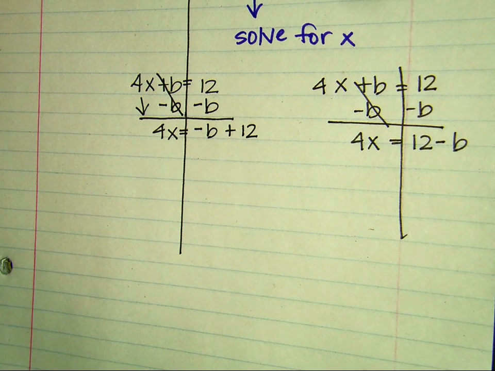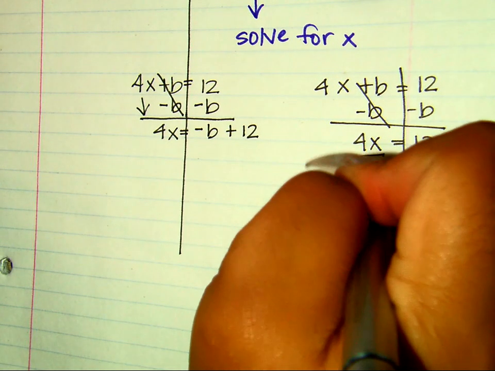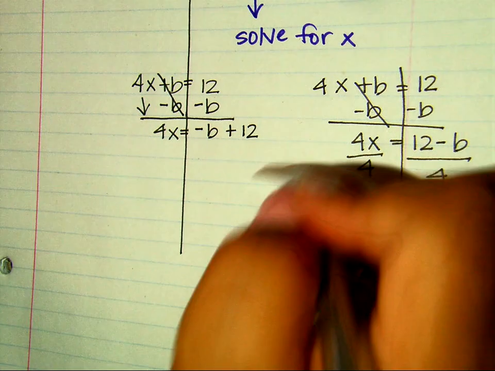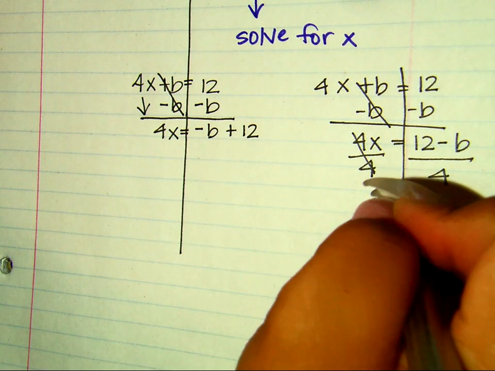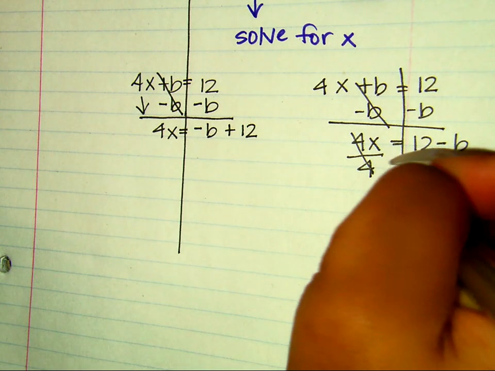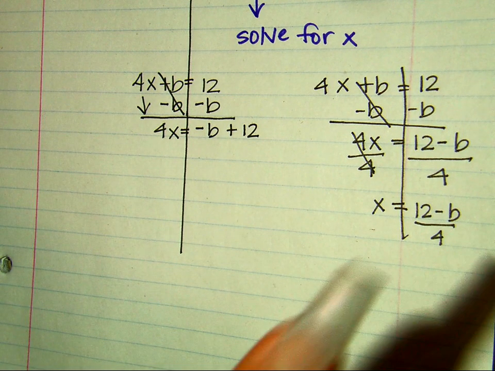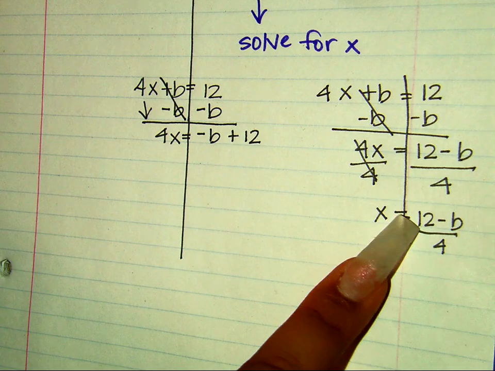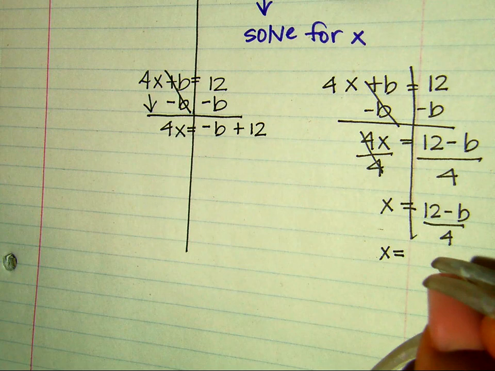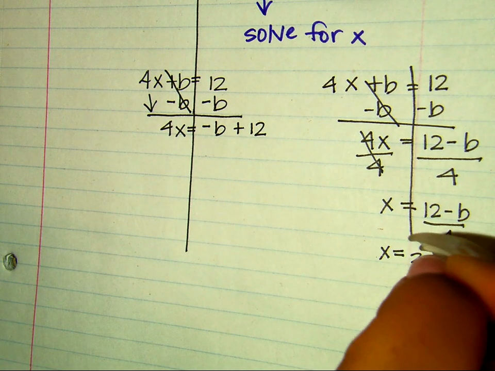Okay. Alright, so now I want to get x by itself, and I'm going to divide both sides by 4. So x equals... because it's technically like a formula, you could leave it like this. However, you always should simplify, and we can simplify 12 and 4, because 12 divided by 4 is 3. So it would actually turn into 3 minus b over 4.